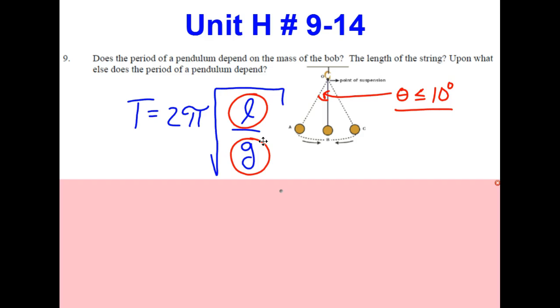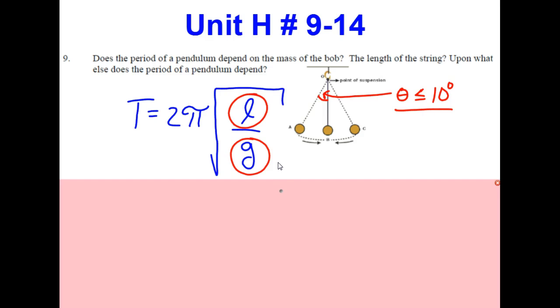You could attach anything to the bottom there. Does it depend on the length of the string? The answer is yes. In fact, that's the dependent variable for the period of a pendulum. And upon what else does the period of a pendulum depend? It depends on the acceleration due to gravity. It's constant near the surface of a planet or moon, but obviously can change as you change the location.